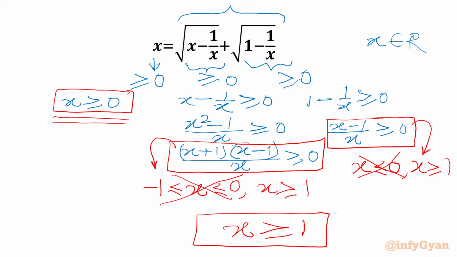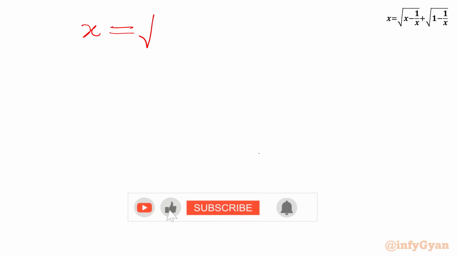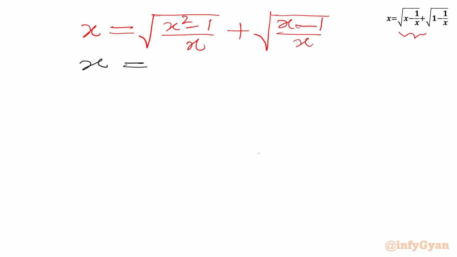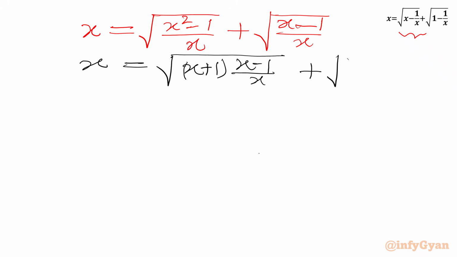Now we have to solve our equation. I will write here x equal to square root of, let us take the LCM and write (x squared minus 1)/x, plus square root of (x minus 1)/x. Using the difference of two squares identity, we can write our equation x equal to square root of (x plus 1) times (x minus 1)/x plus square root of (x minus 1)/x.